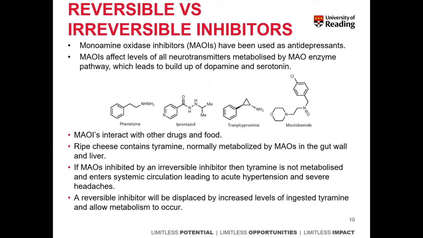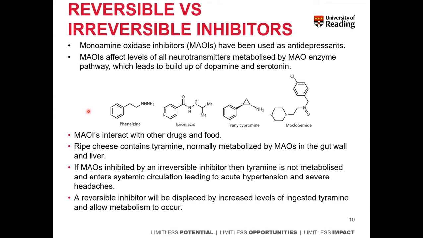Now, just to give you an example of the effect an irreversible inhibitor can have, we're going to have a look at monoamine oxidase inhibitors. Now, these have been used as antidepressants, and monoamine oxidase inhibitors affect levels of all neurotransmitters that are metabolized by the monoamine oxidase enzymatic pathway. Now, this leads to the build-up of both dopamine and serotonin. And we have some examples of monoamine oxidase inhibitors shown here. So these are just a set of 4 different examples.